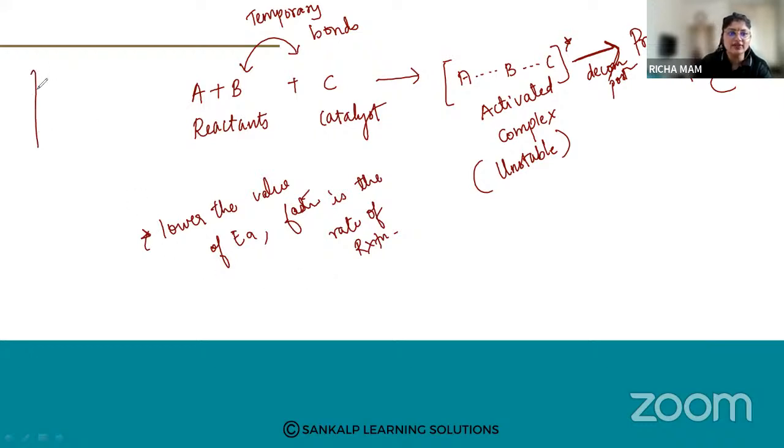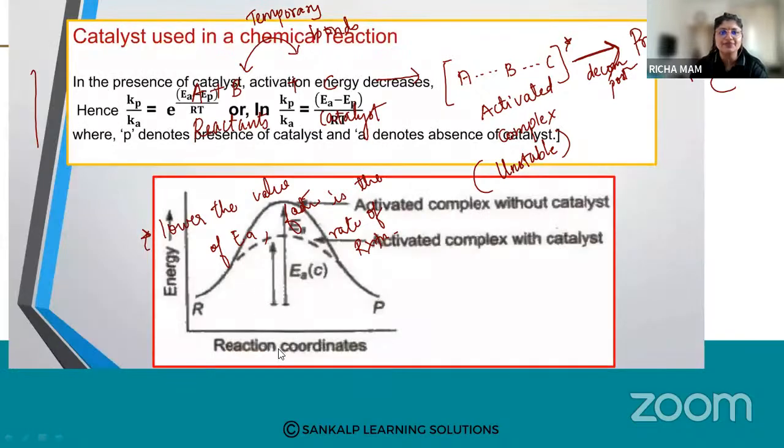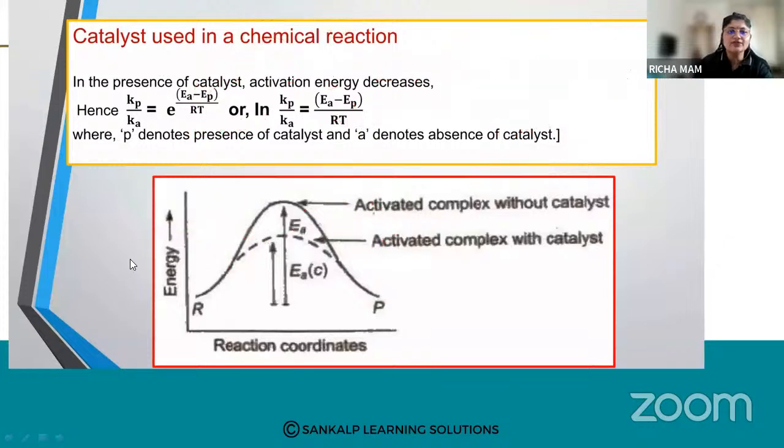Now, suppose we have a graph. Here we have seen a graph, right? Here it is given. Whenever you see a graph, what is the graph? This graph is of potential energy. So we have taken potential energy versus reaction coordinate. So our graph is of what? Potential energy versus reaction coordinate.